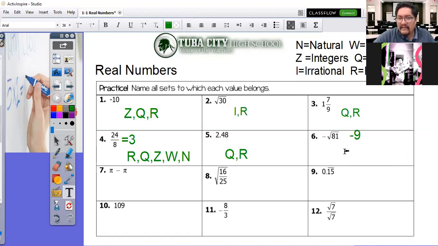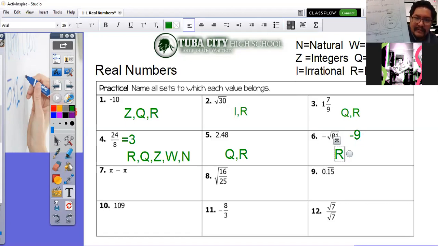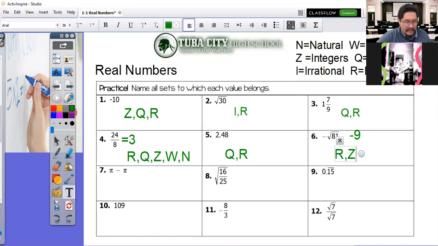So if it helps, we can put -9 here. So what numbers can we write it as? So it is a real number. And again, I'm looking at my chart here. We know it's a real number, but -9 is an integer. So let's go and put integers in there. So that would be Z, and I'm looking at the code. And it is also rational. So let's go ahead and put Q in there. And we're done with that one. Let's move on to number 7.